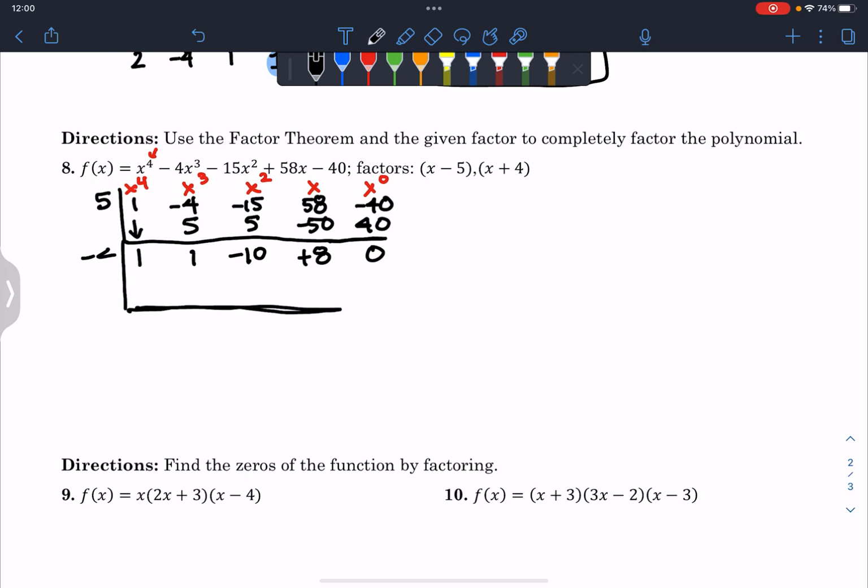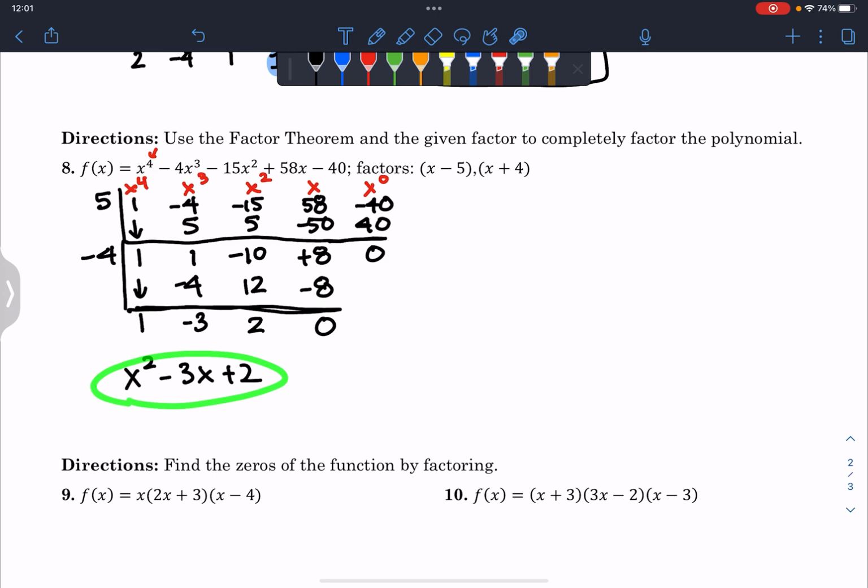So we're going to put negative 4 on the outside and multiply and add. Multiply, add, multiply, and again add, and we get 0 like we're supposed to, because again, this is a factor, so our remainder should always be 0. Now as a result, we now have x squared minus 3x plus 2, and we want to factor this. And because it's a quadratic, we can now do that.